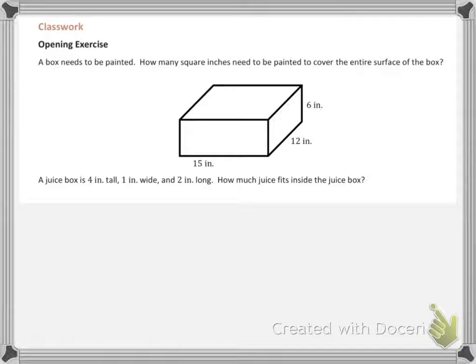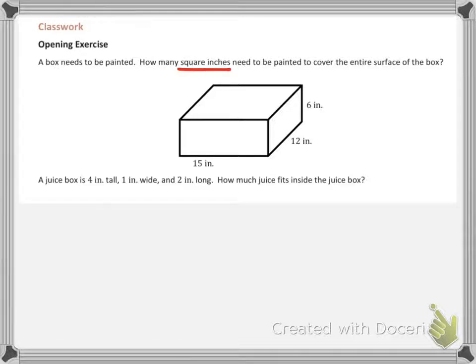Okay, in the opening exercise, we're asked to know the difference between surface area and volume. So the first question says a box needs to be painted. How many square inches need to be painted to cover the entire surface of the box? Since it gave me a hint, square inches implies area. So I'm going to find the surface area, the area of all of the surfaces of the box, in order to find out how much needs to be painted.